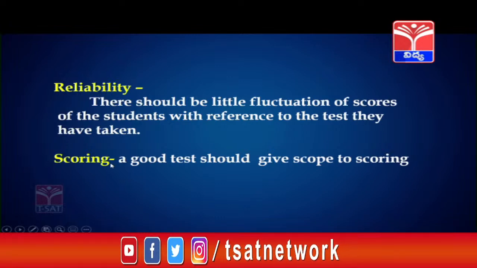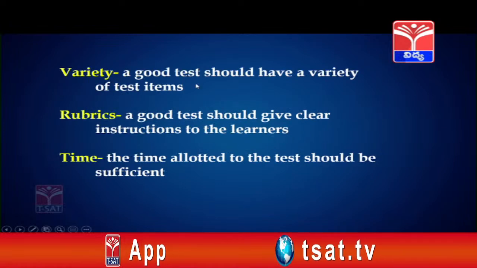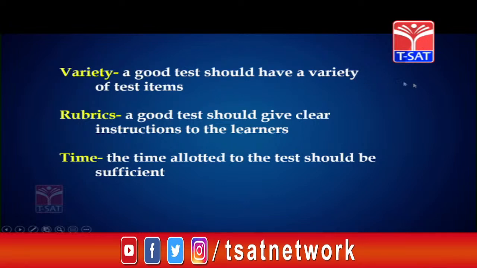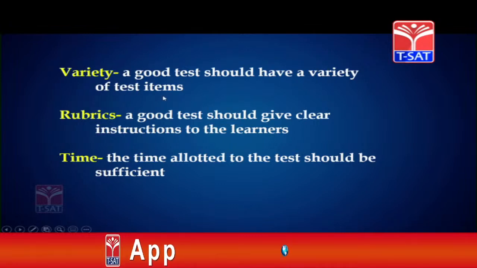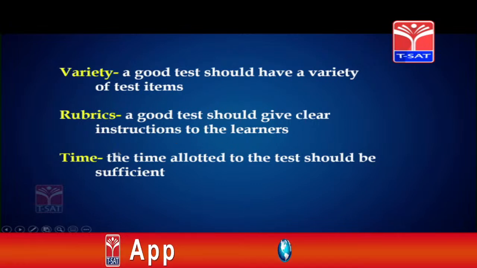And scoring, a good test should give scope to scoring. And variety, a good test should have a variety of test items. So, we have already come across different test items. So, a good test should have essay type questions, short answer, multiple choice questions, fill in the blanks, and all the different types of test items should be included in a test. And primarily rubrics are very important. Good instruction, what do we expect from the learner, that is very important, and a good test should give clear instructions. What should the child do? And the time allotted to the test should be sufficient.